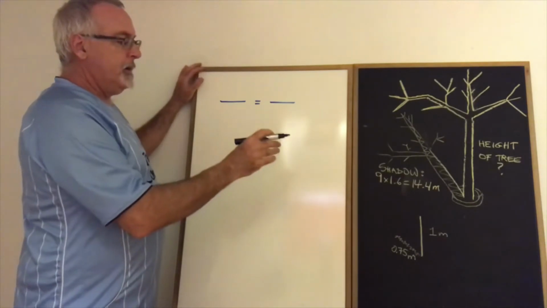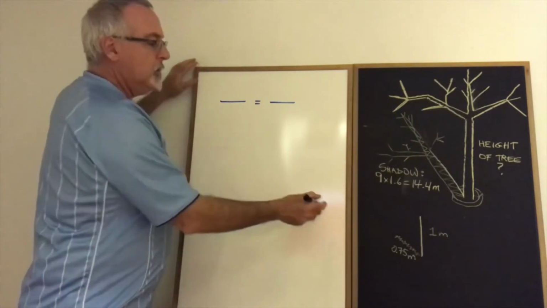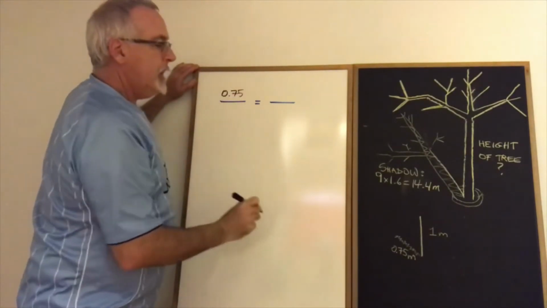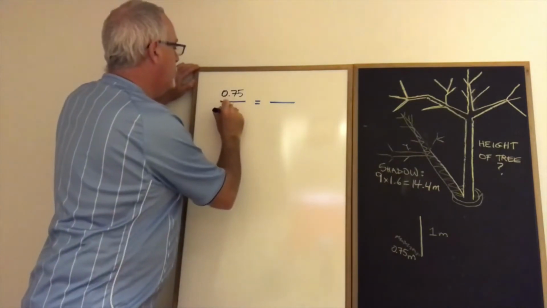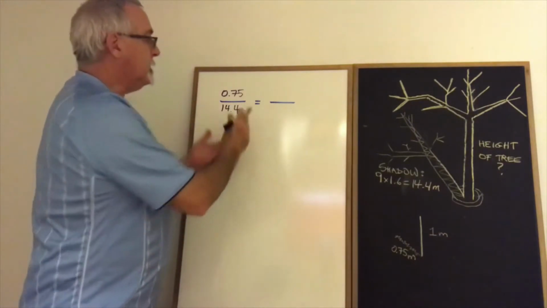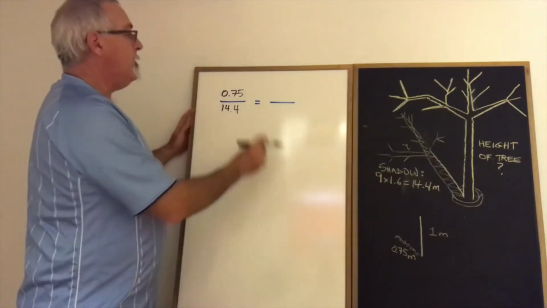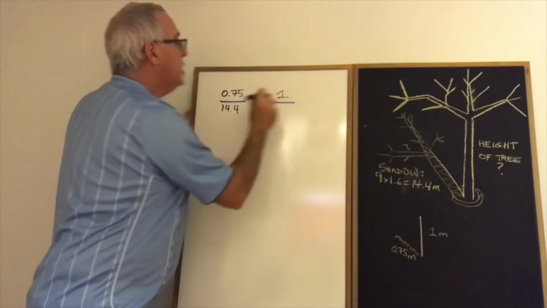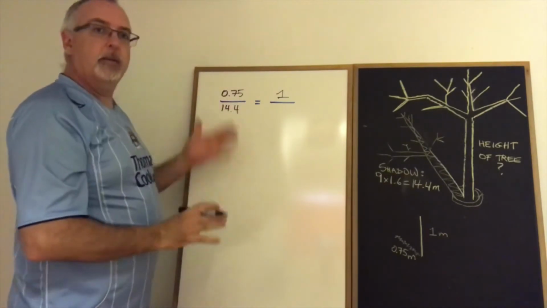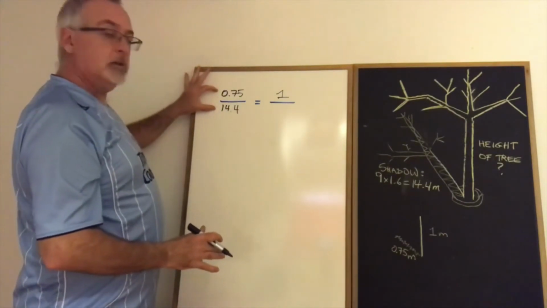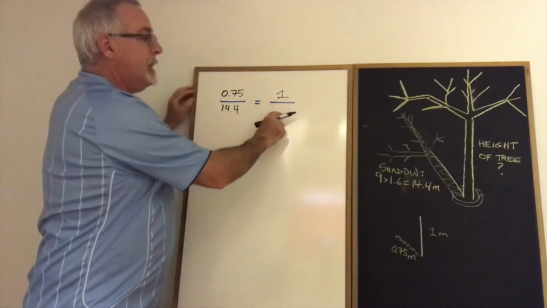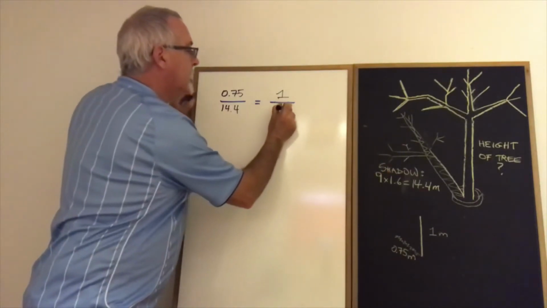I choose to keep the shadows together on the left. So the shadow of the meter stick is 0.75 meters. And the shadow of the tree is 14.4 meters. That means I'm going to put the heights of the real objects on the right. The height of the meter stick is 1 meter, and I have to put it on the top because I chose to put the length of the shadow of the meter stick on the top. So by keeping the right things together, I make sure I build my proportion correctly. The 2 shadows are together, the 2 meter stick measurements are together. It's going to work. X will be the height of the tree, and it goes in the last remaining spot.